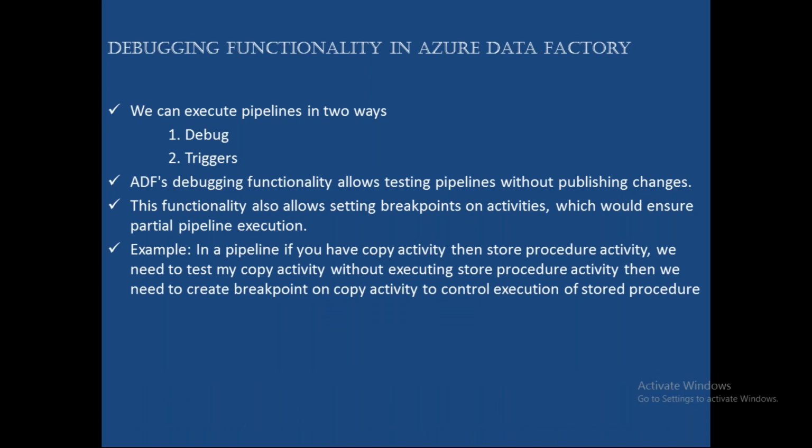Example: in a pipeline, if you have a copy activity and then a stored procedure activity, we need to test my copy activity without executing the stored procedure activity. I have two activities, a copy activity and a stored procedure activity. Then we need to create a breakpoint on the copy activity to control execution of the stored procedure activity. It means I don't want to execute the stored procedure activity, I want to execute only the copy activity. Then you need to create a breakpoint on the copy activity.